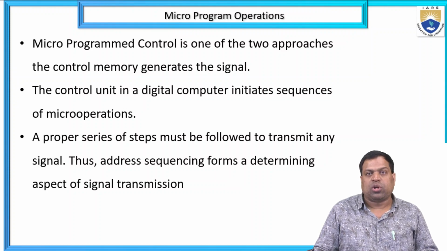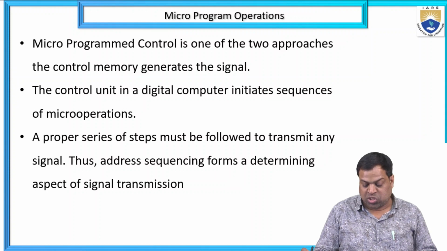Microprogrammed control is one of the two approaches. The control unit generates the signal. The control unit in a digital computer initiates sequences of microoperations. A proper series of steps must be followed to transmit any signal. Thus, address sequencing forms a determining aspect of signal transmission.